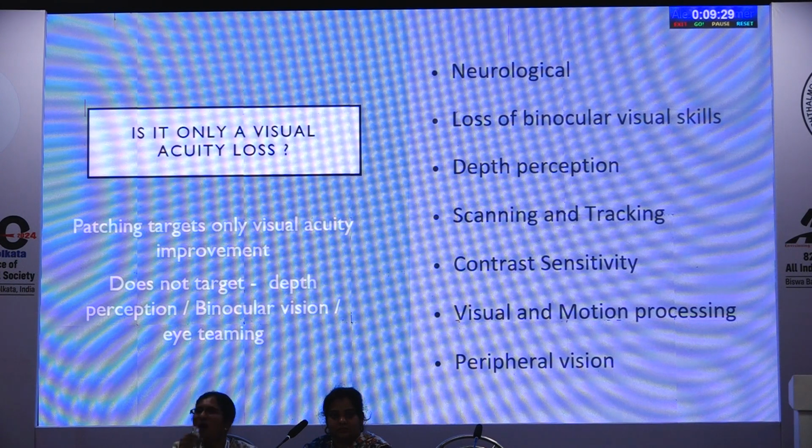So definitely, as all the previous speakers have mentioned, it is not only an acuity loss. Once you stop thinking of amblyopia as just an acuity loss, then you will definitely look towards the binocular therapies, whatever mode it may be. Amblyopia goes way beyond acuity improvement. You have a lot of issues with depth perception, scanning and tracking, as Dr. Shilpa has very nicely shown.